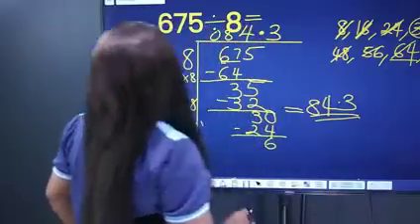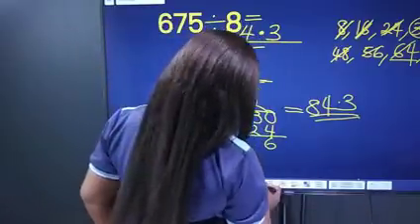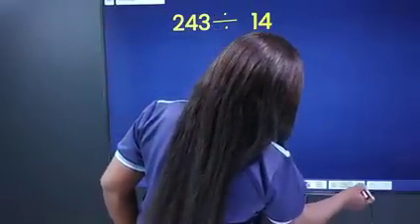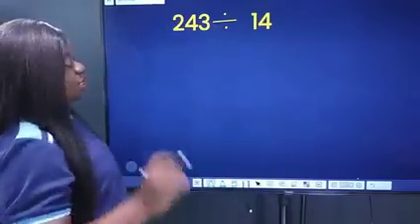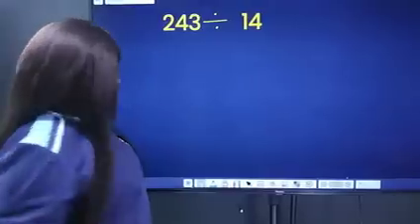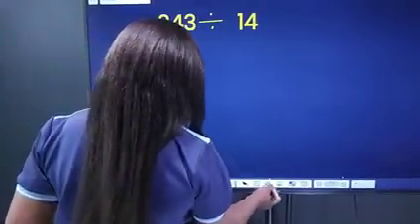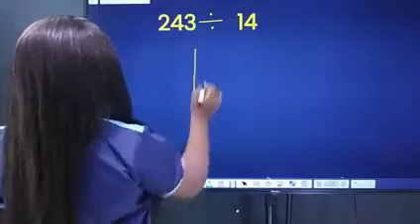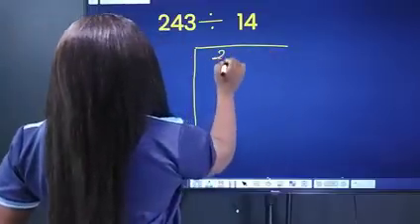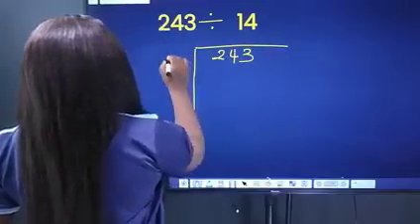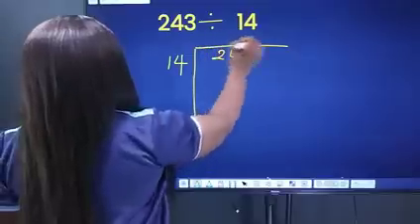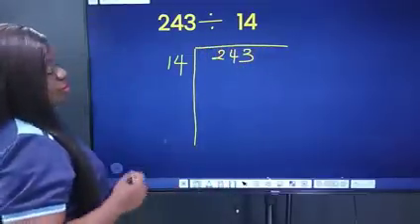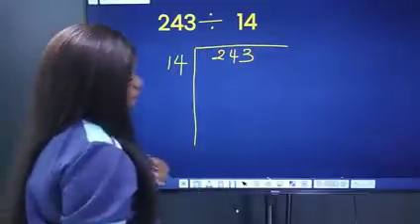Now the next example is 243 divided by 14. 243 divided by 14. Let's see how it's going to be done. So make sure you draw your division sign, then write the dividend in here and the divisor outside. Take note that the quotient will be up. So 243 divided by 14. Make sure you skip counting 14.